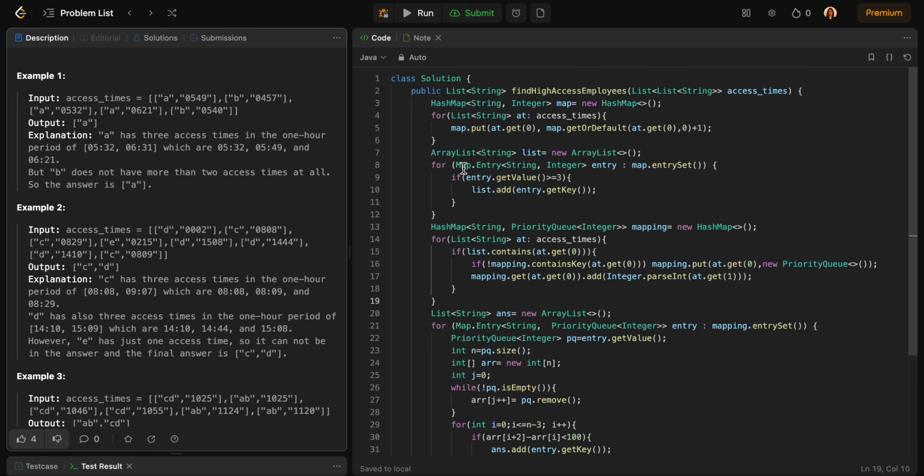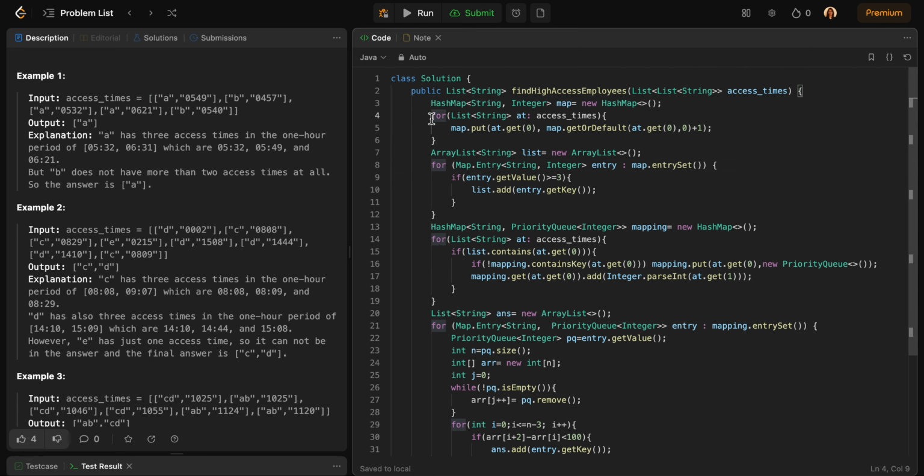So it was pretty simple. We first pushed all the values inside a hash map just to see how many occurrences of that value there are. If the occurrence of that particular person is more than or equal to 3 times, then we will consider it as one of the possible solutions.